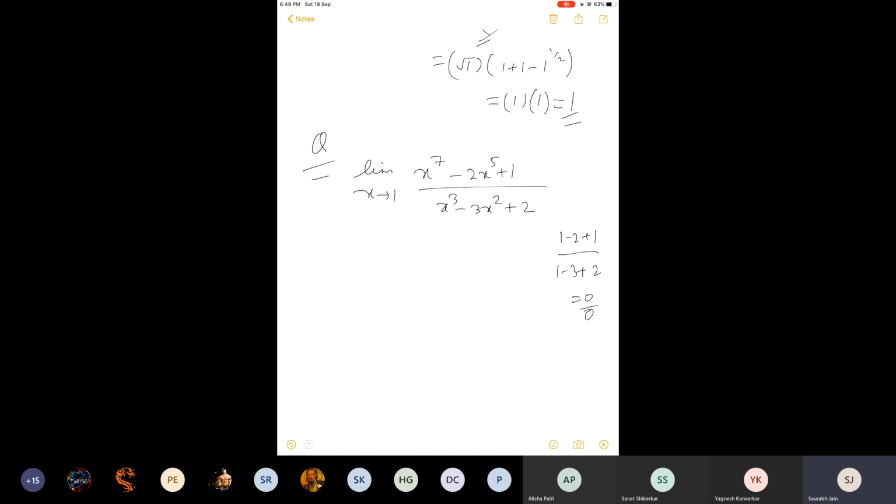If on putting x equal to 1, you are getting this thing as 0, so x minus 1 will be the factor, right? Similarly, x minus 1 will be the factor in the denominator. But why is it taking time? Because the degree is too much, right? So do not go for factorization right now.